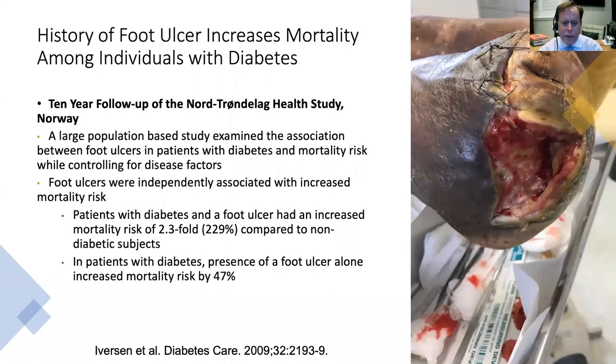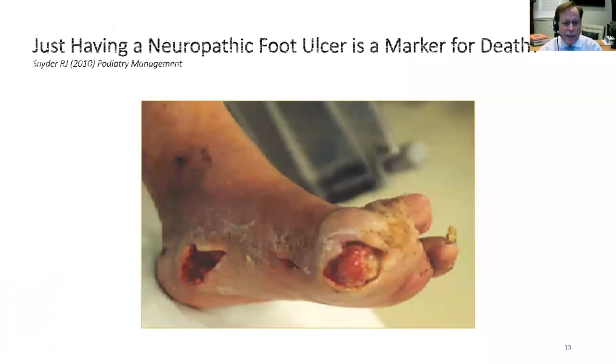And what they found was that there was greater than a 2-fold increase in mortality in diabetic patients with foot ulcers as compared to non-diabetic patients. But more importantly, in patients with diabetes, the presence of a foot ulcer alone increased mortality by almost 50%. So I think it's safe to say that just having a neuropathic ulcer in the foot of a diabetic patient is a marker for death.